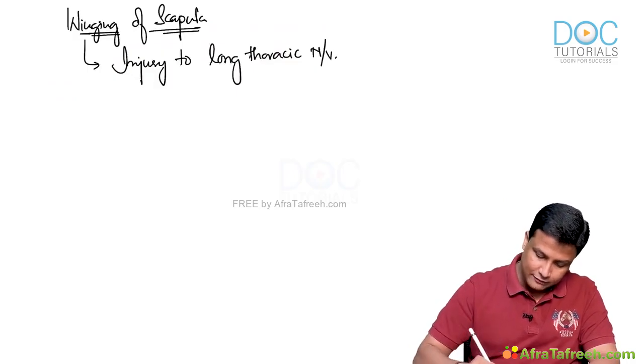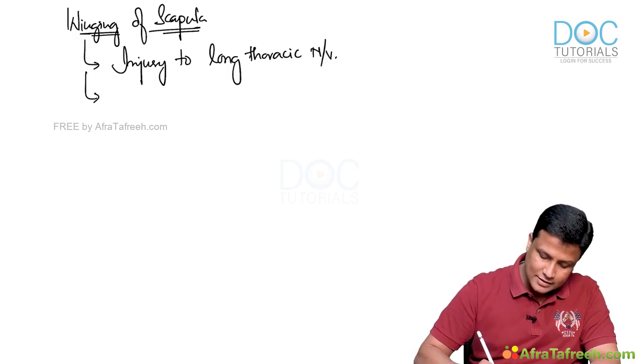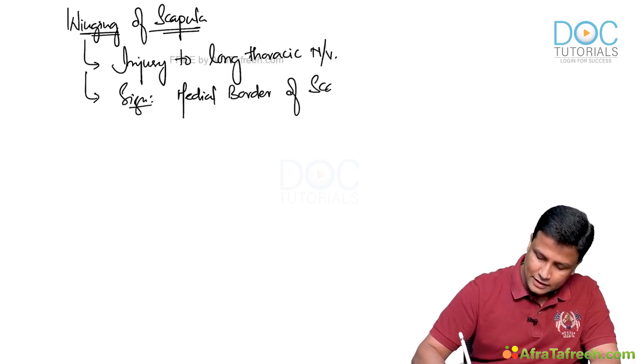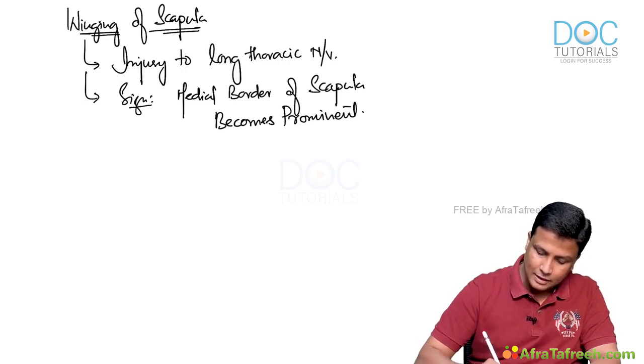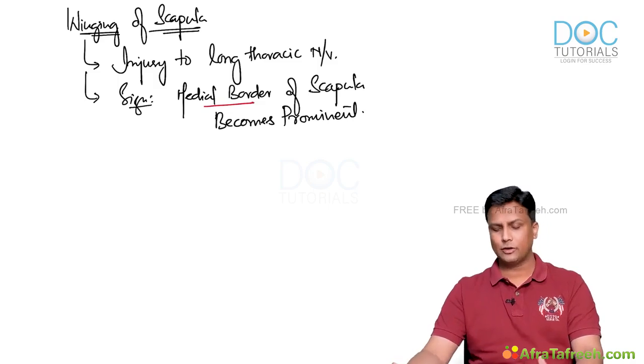So write down, winging of scapula is due to injury to the long thoracic nerve. And what is the sign here? The sign here is that the medial border of the scapula becomes prominent. So the medial border of the scapula is going to become more prominent. Okay, that is about the winging of scapula.